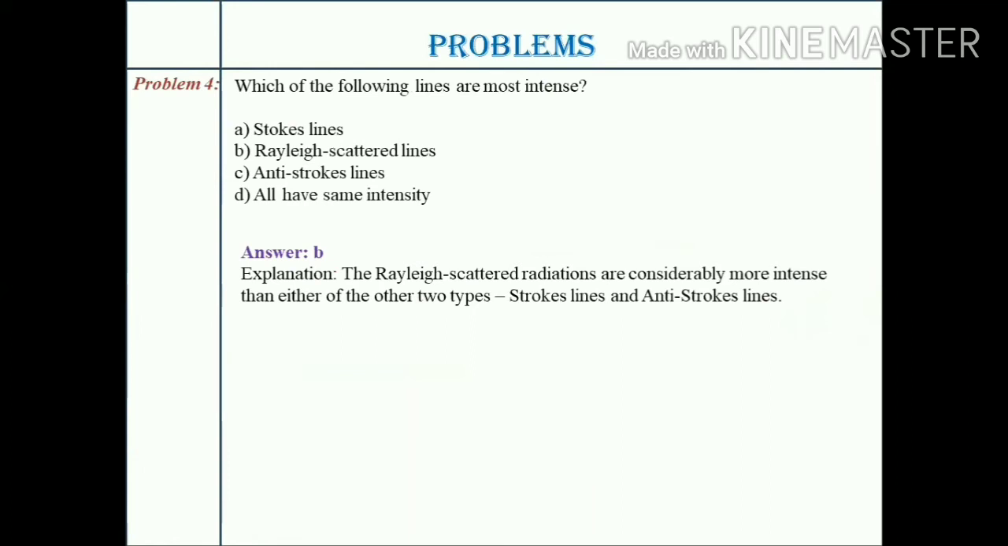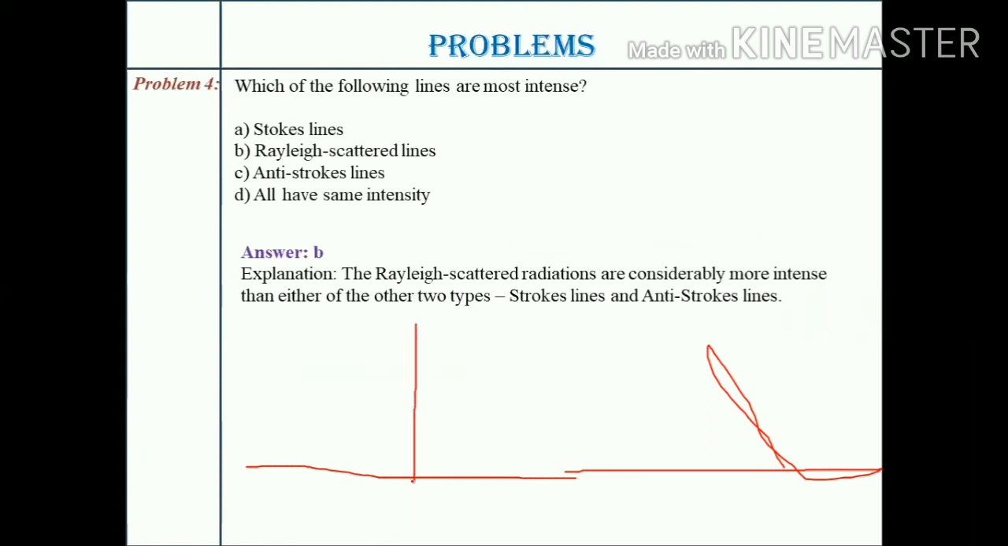Which of the following lines are most intense? For that again we need to have a recap of what the energy bar was. This was the energy bar, and the central line represents the Rayleigh scattering. This line is actually obtained when all of the energy absorbed by the molecule has been emitted out, given out when it comes back from the virtual state. To the left of it is the Stokes line, to the right of it is the anti-Stokes line.